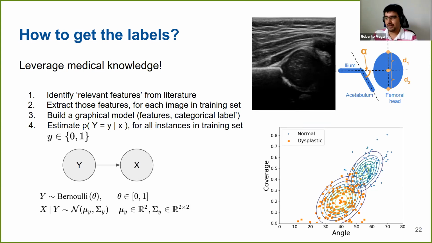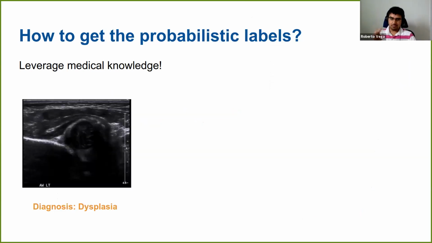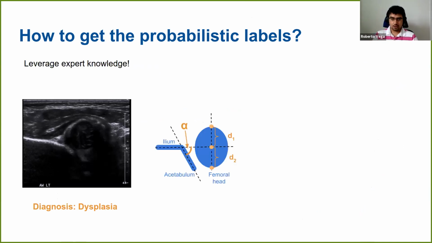Now, let me go into more detail into this, and let me guide you step by step on how to do it. Imagine that we have this image, and this image was diagnosed with dysplasia. So then we go and we measure the two quantities that we care about. We measure the angle and we measure the ratio of D1 and D2 that is called the coverage. So let's assume that for this particular image, when we make the manual measurements, we find that the angle is 41 and the coverage is 0.23.